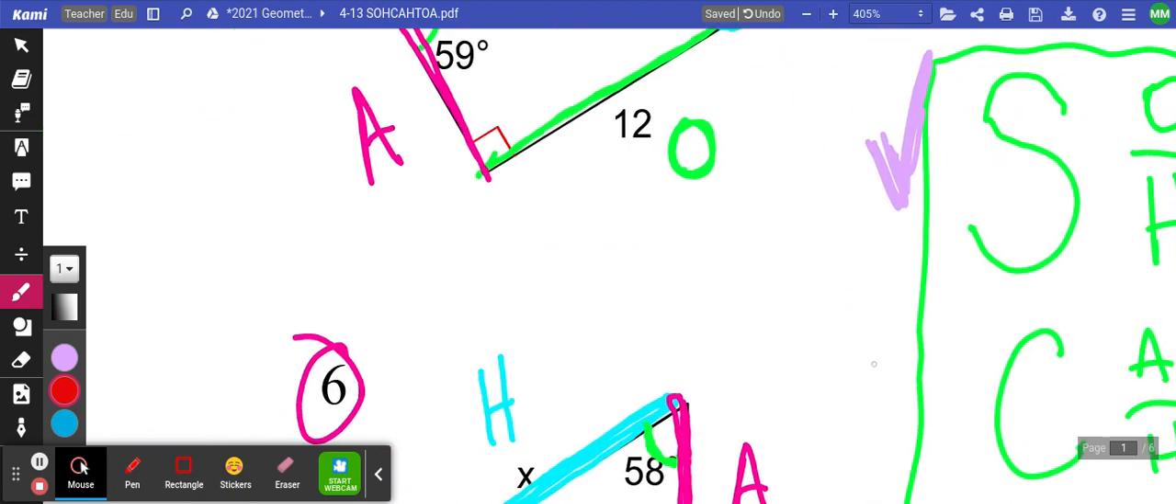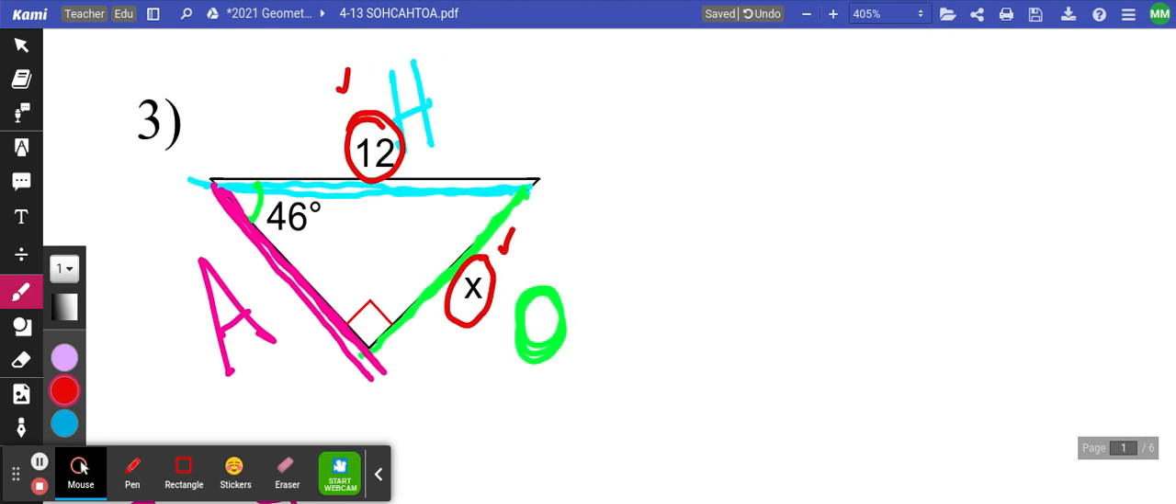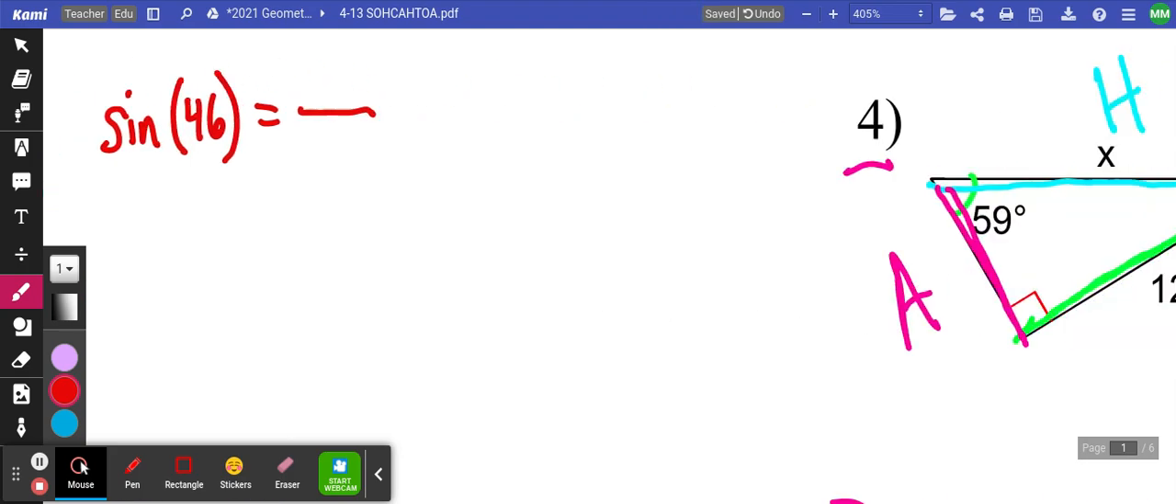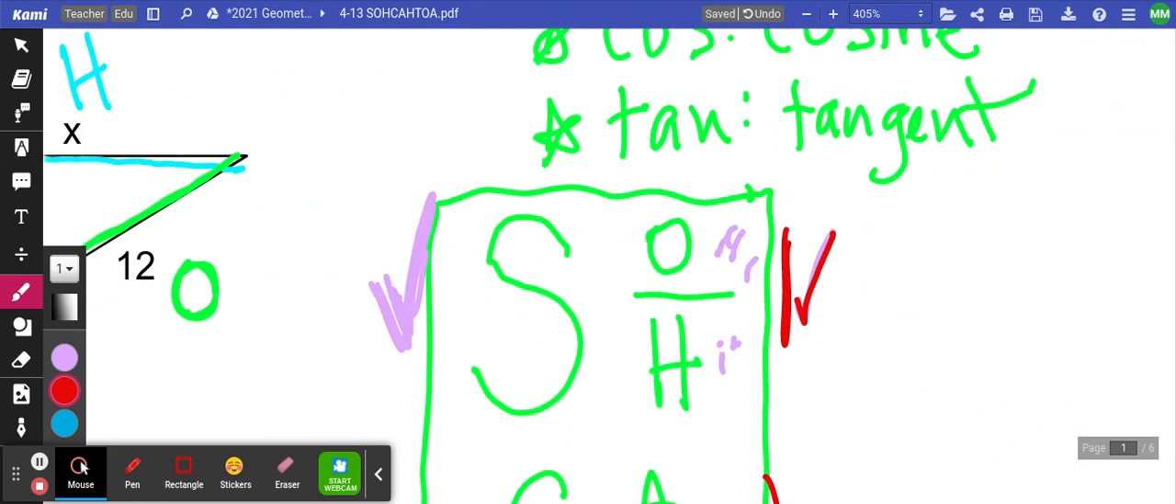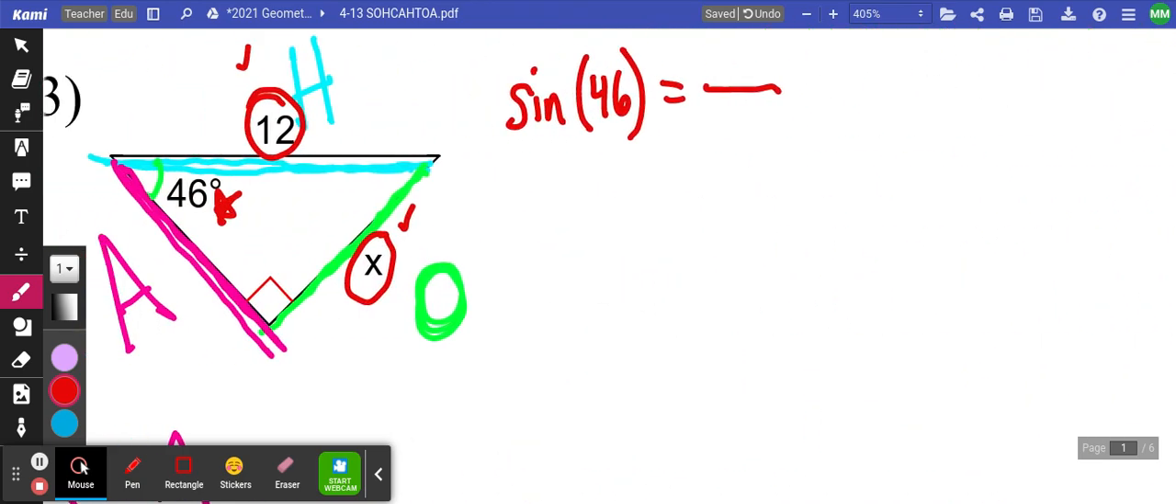Sine. Okay, so right now in my calculator, what I want to do is put sine of, and then our degrees, our angle of interest, 46 equals, and then it's opposite over hypotenuse. That's what our formula says. The opposite side over the hypotenuse side. So opposite is x, and then the hypotenuse is 12. Very good.